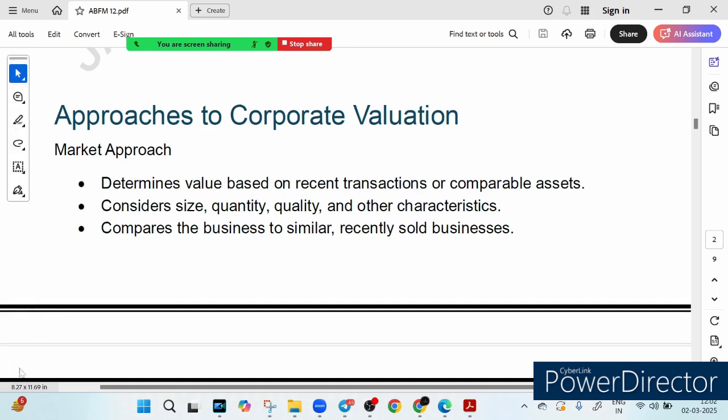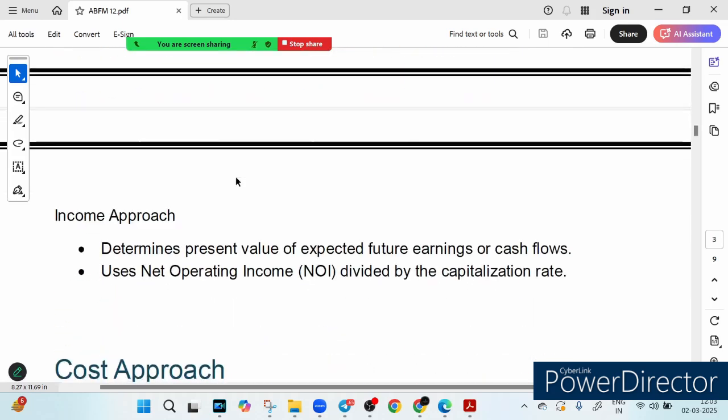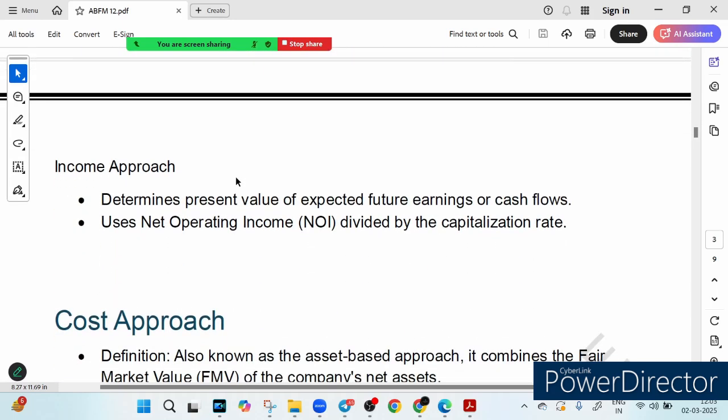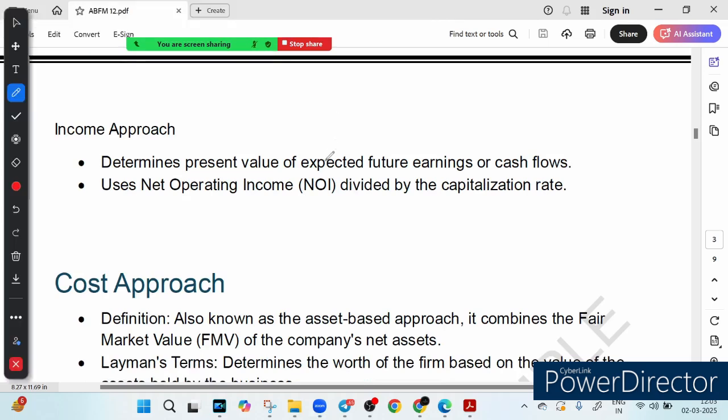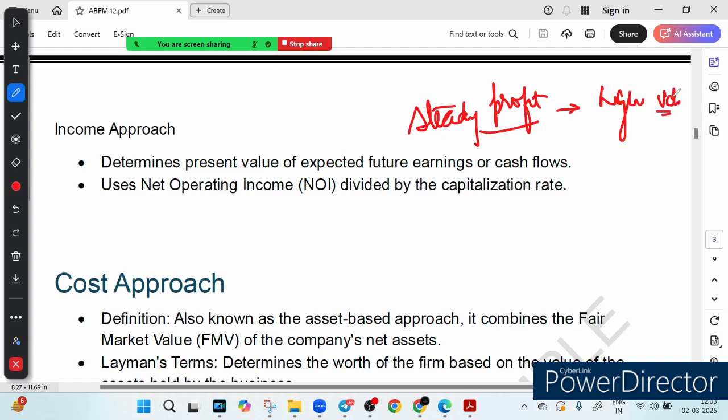Now this is the market approach. The second approach we have is the income approach. If you are investing in a business, you would want to know how much money it will make in the future, right? That is where the income approach comes into the picture. So here is the logic. If a company is expected to generate a steady profit, its value today will be higher. But if the future earnings are uncertain, its value drops.